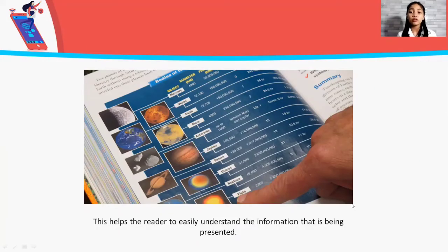The visual mode also includes elements of design and allows writers a more creative way to present text on a page or screen. Just like the textbook photo on the screen, which makes use of labels, colors, headings, and other visual features to help the readers to easily grasp and understand the information.